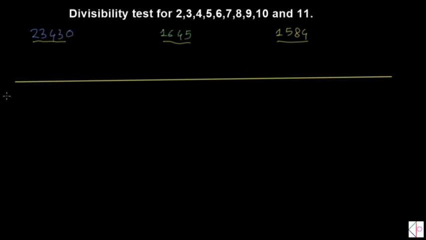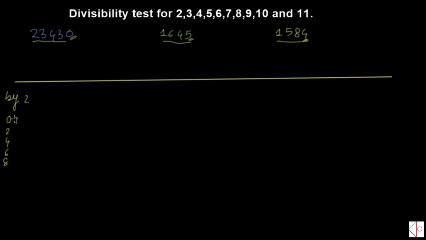Let us take 2 first, whether the value is divisible by 2 or not. In the case of 2, the rule is that a number is divisible by 2 if it has one of the digits 0, 2, 4, 6 or 8 in the ones place. In the first case it is 0, in the second 5, and in the third 4.